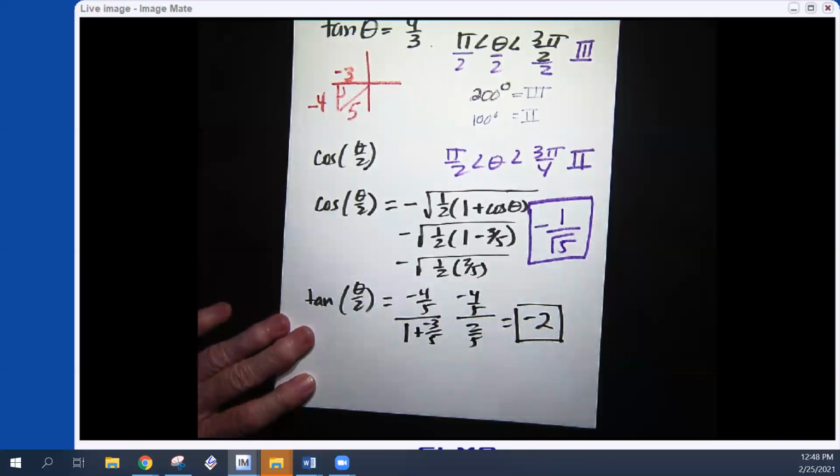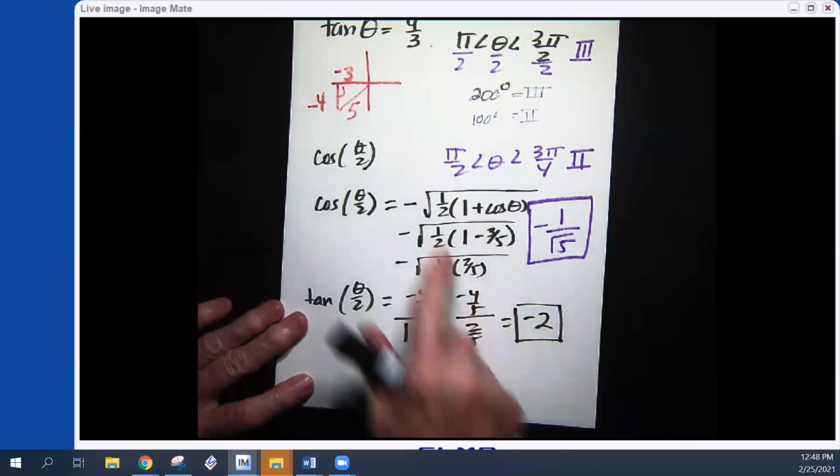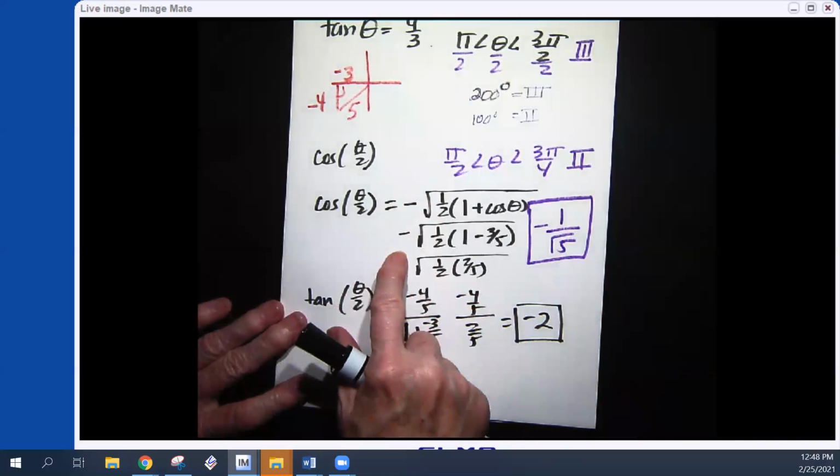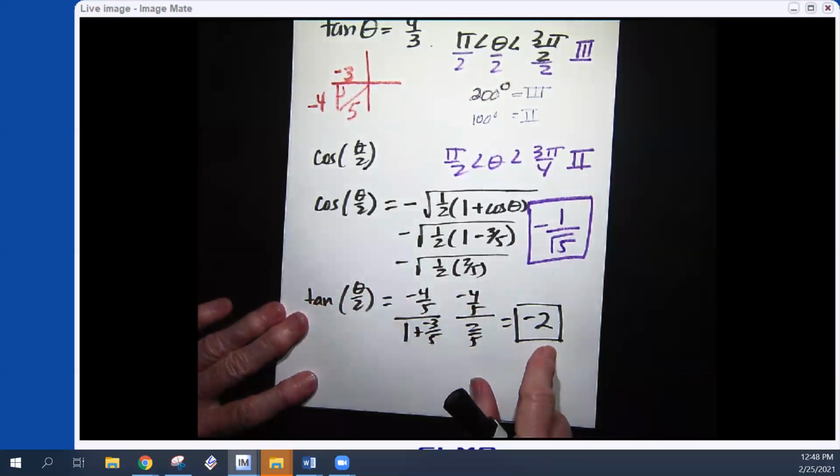And then if you think about that, tangent in quadrant 2 is negative. You have to decide in cosine or sine if this is going to be positive or negative. But tangent will fix itself by doing the math.